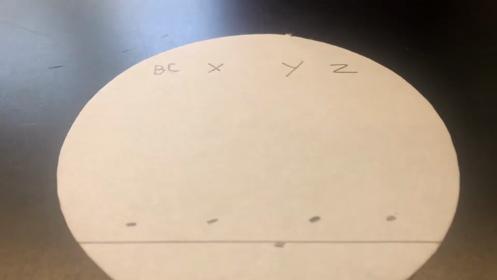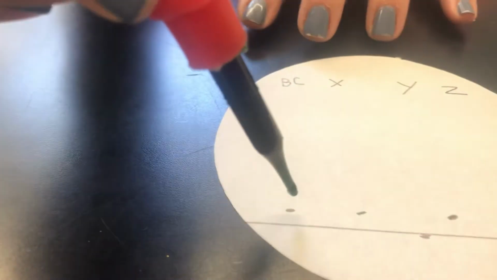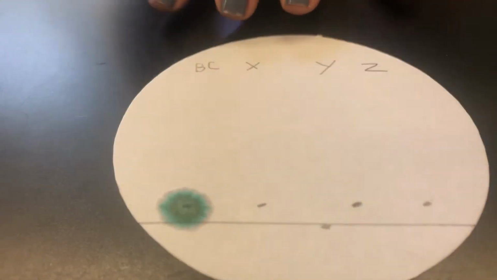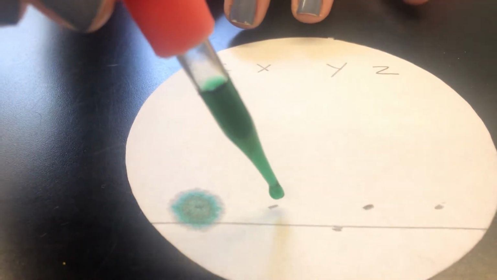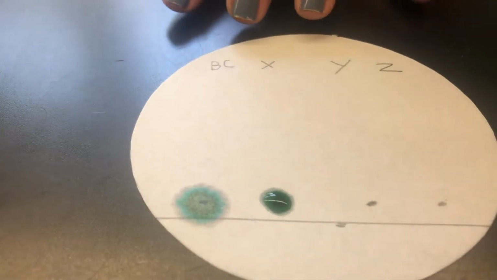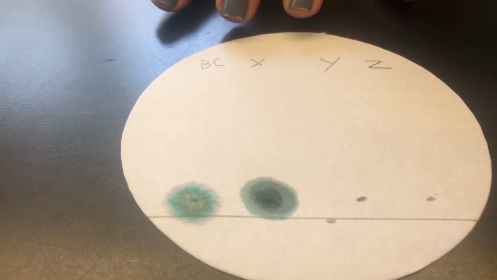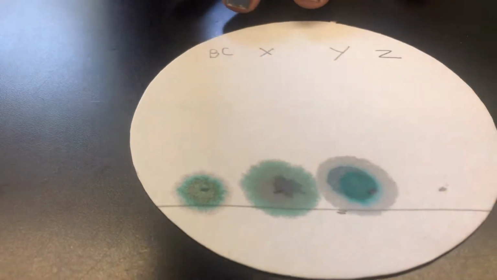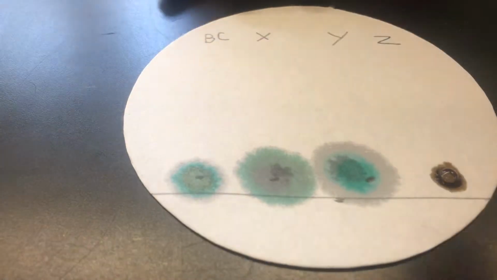So first I'm going to drop BC, just 1 drop. If you put more than 1 drop, it's going to get mixed up and you won't get good results. That's 1 drop for X, 1 drop for Y. I was a little hasty there. And 1 drop for Z.